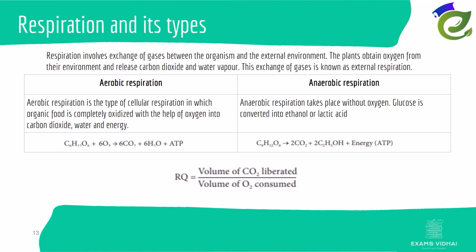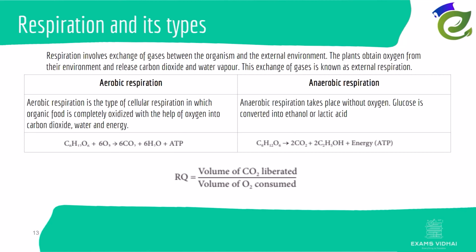So coming to respiration, respiration involves exchange of gases between the organisms and the external environment. Plants obtain oxygen from their environment and release carbon dioxide and water vapor. This exchange of gases is known as external respiration, and respiration can be classified into two types: aerobic respiration and anaerobic respiration. Aerobic respiration is a type of cell respiration in which the food is completely oxidized with the help of oxygen, and we get carbon dioxide, water, and energy as the output. Whereas in anaerobic respiration, respiration takes place without oxygen, and the glucose, that is the organic food, is converted into ethanol or lactic acid.